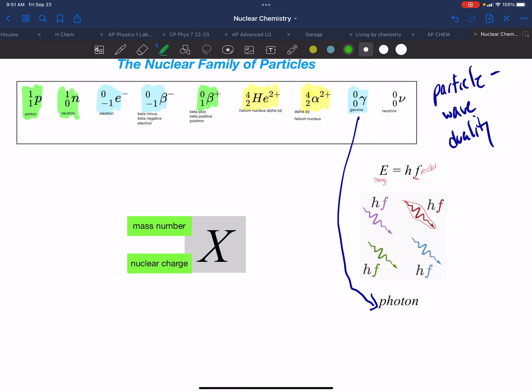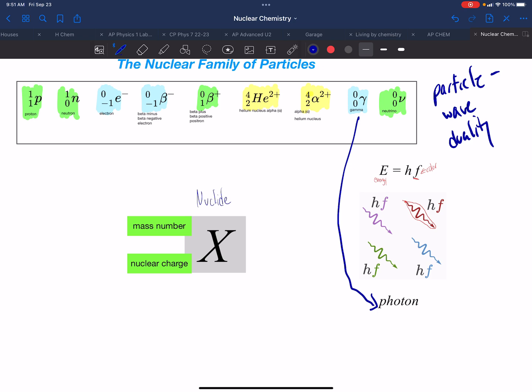And then lastly, we have this other type of particle called a neutrino. And that is just simply another particle. It can come into play in nuclear reactions. So every different nuclide we could come across could be written in its nuclear form.